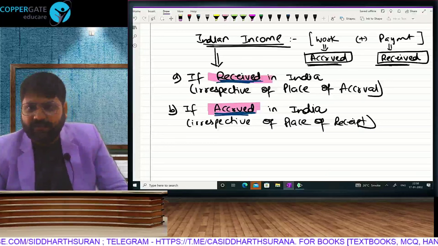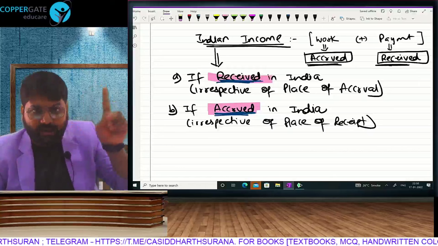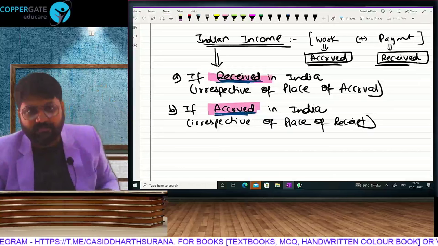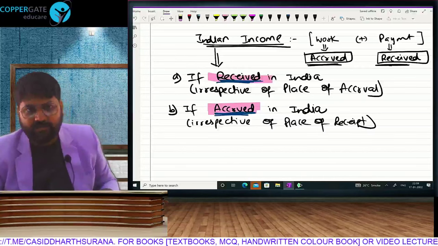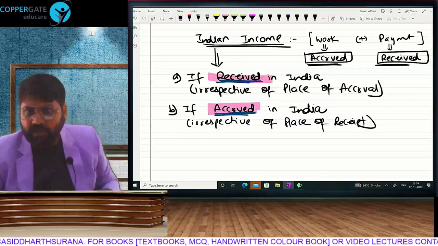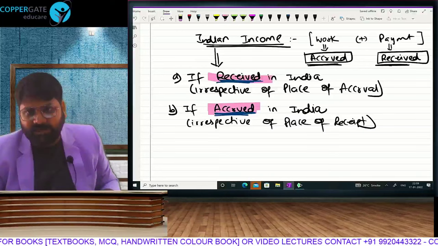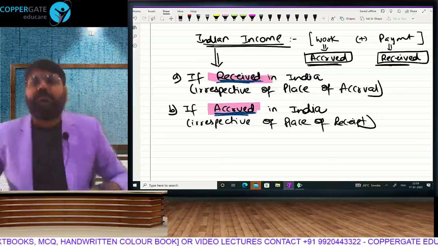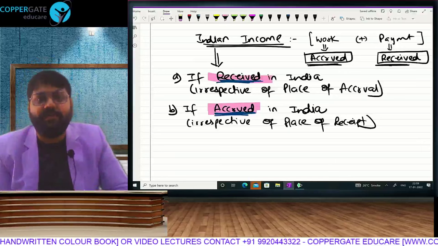Sir, if I am working in America, I receive payment in India. If I am working in America, that means accrual in America and payment is in India. That means it is Indian income or foreign income? Indian income. And who will pay tax on this? Everyone. If America has the exact same concept, that is if accrued in America, I need to pay tax, and in India I have to pay tax because I have received payment in India. Very good. Then do I need to pay tax in both countries? Absolutely yes. That is where the concept of double taxation arises.